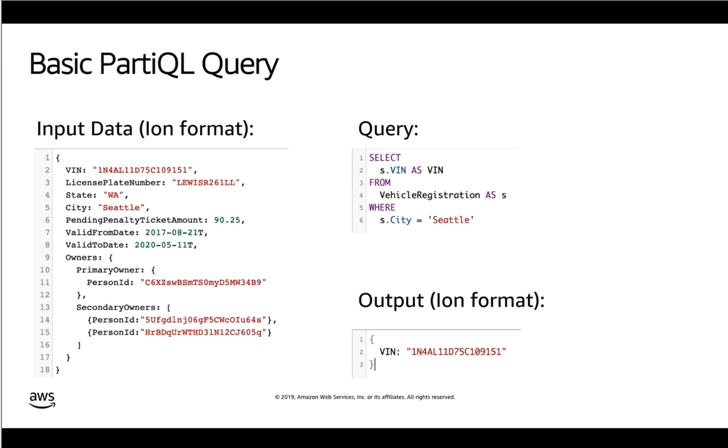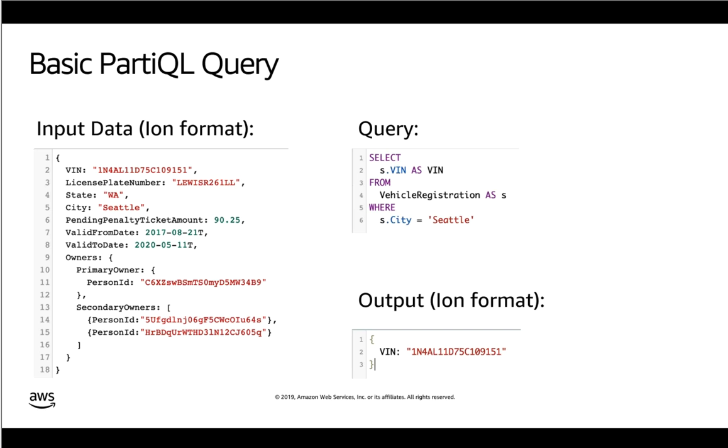And we have specified a predicate where the city has an equal conditional operator, where the city is Seattle. And Seattle in single quotes is a string literal. So this query is essentially retrieving the VINs of all the vehicles that are registered in the city of Seattle. So select s.vin as VIN.